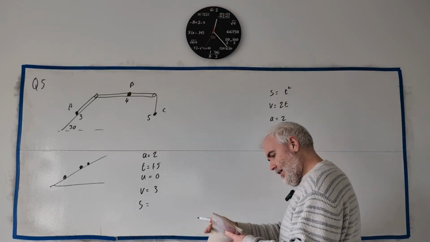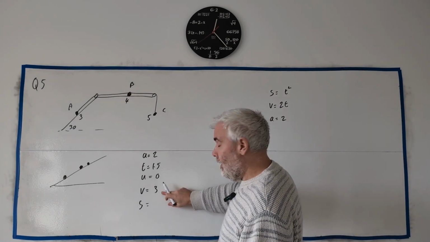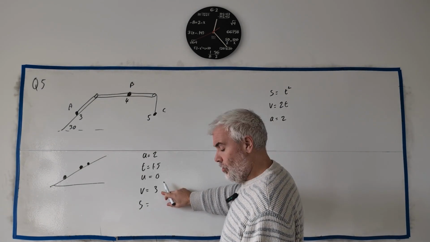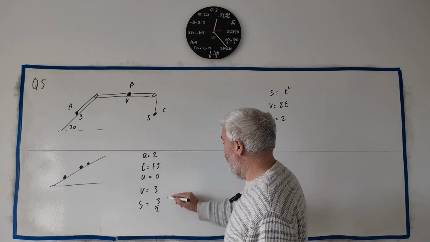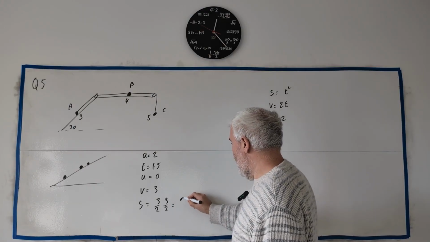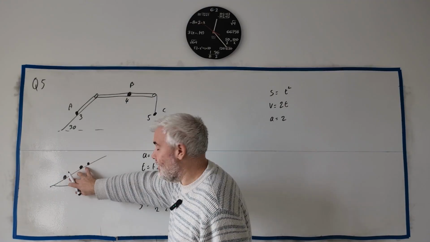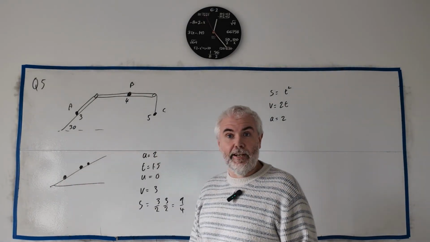Which one will have S? Let's have a look. S is equal to U plus V, divided by 2, that's 3 over 2, multiplied by time. That's also 3 over 2. So it's equal to 9 over 4. That's the distance traveled between the first part and the second part.